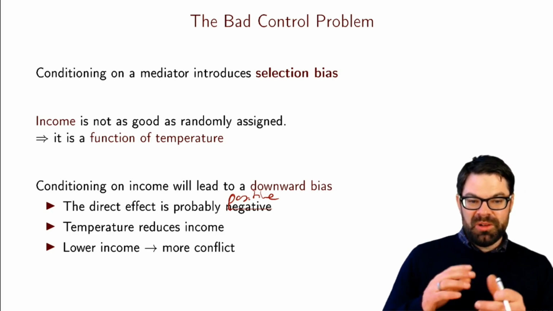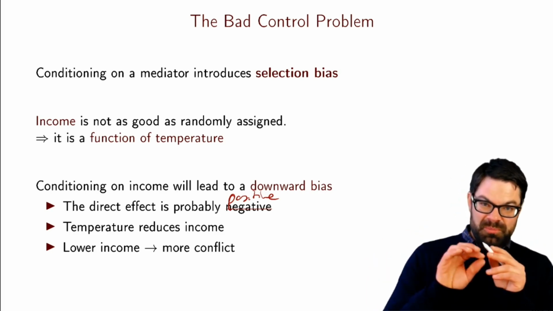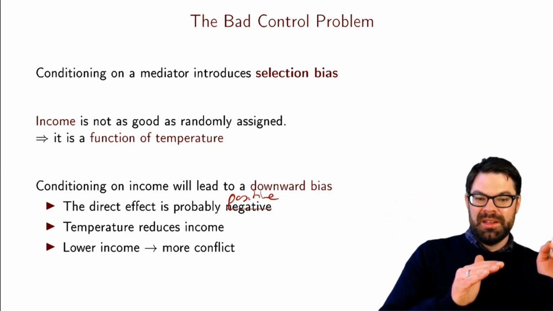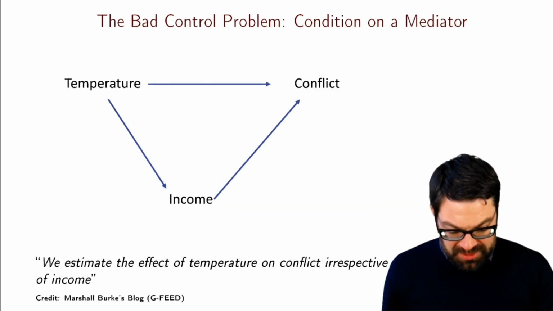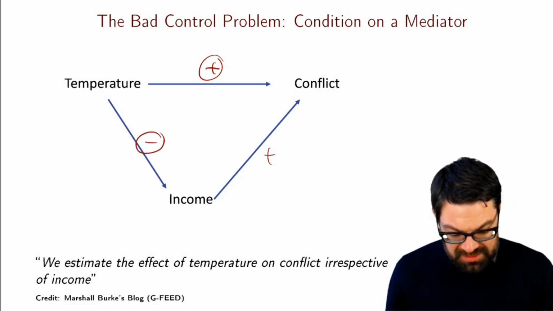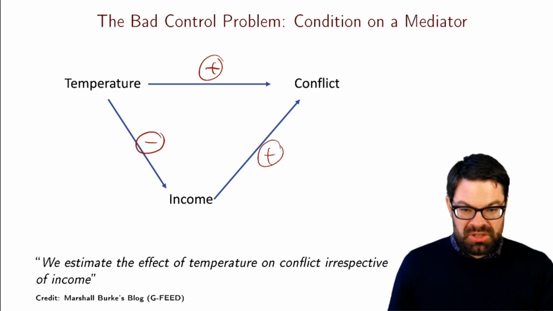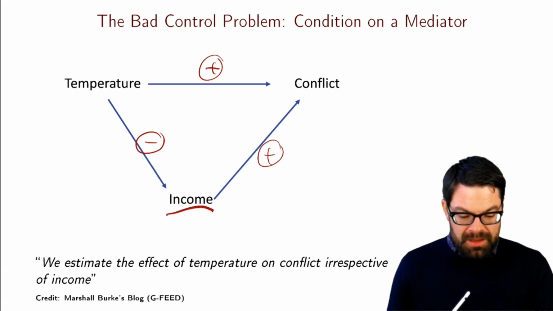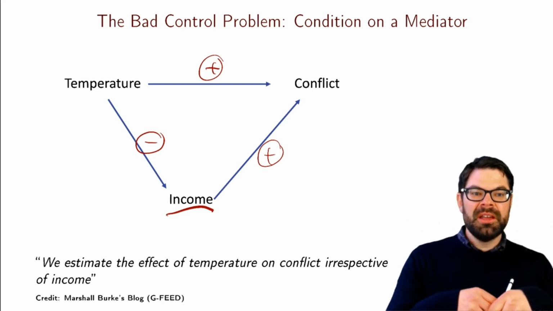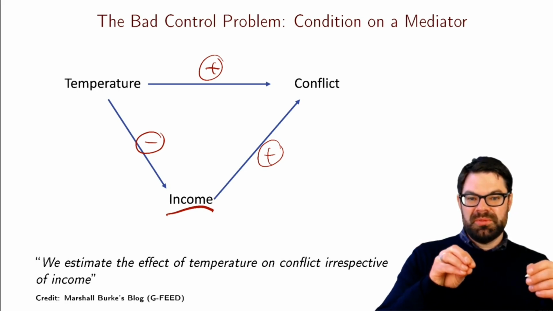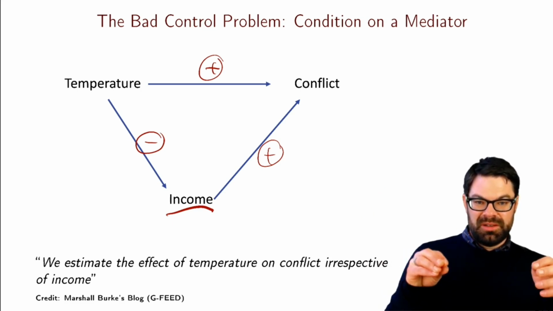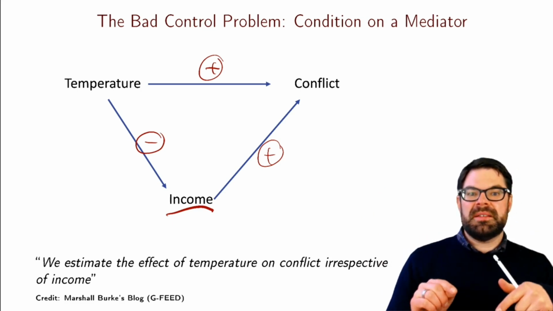Right? And so when you put all these things together, you have a positive direct effect, but you have this negative effect of temperature on income. Then what it means taken together, you have a positive effect here and a negative effect here. Once you condition on income and you simply run a regression or do a matching, to quantify the relationship between temperature on the right-hand side and conflict on the left-hand side, the coefficient that you get will be downward biased.